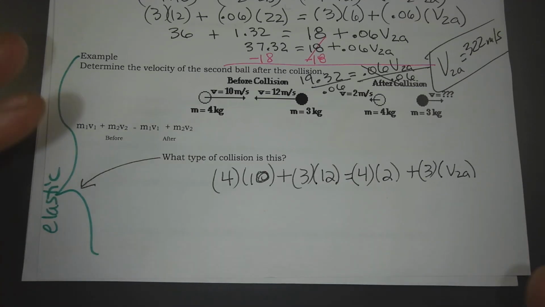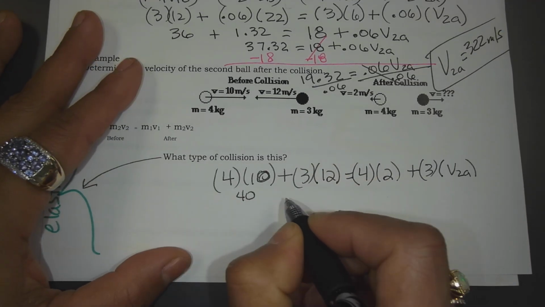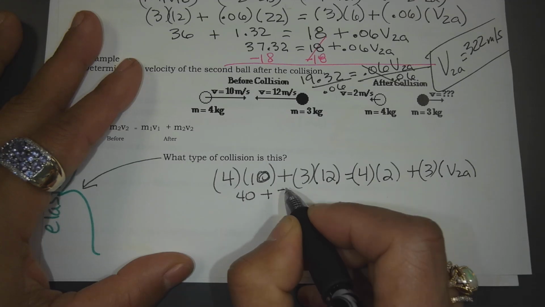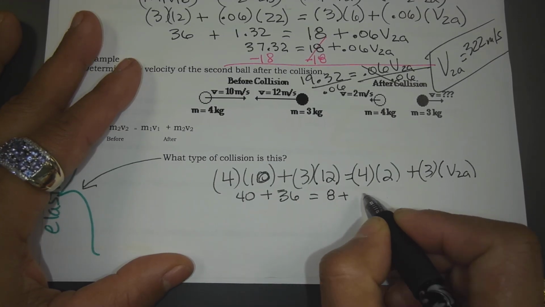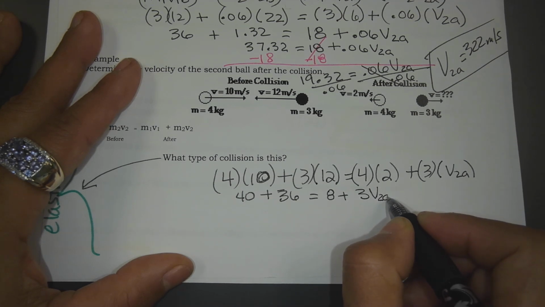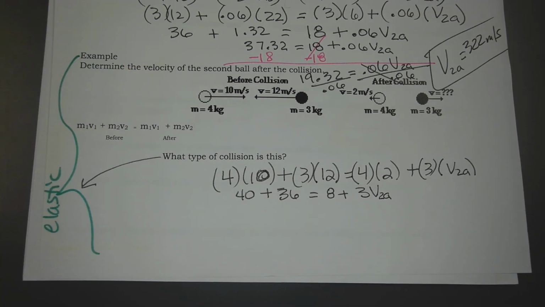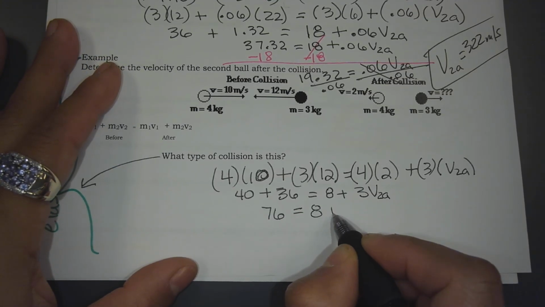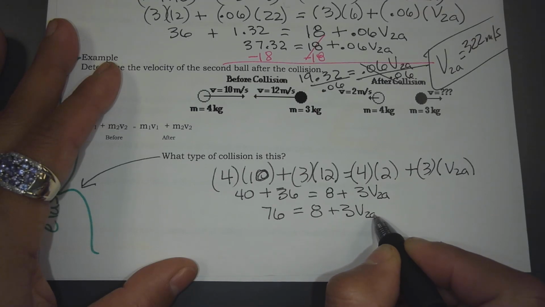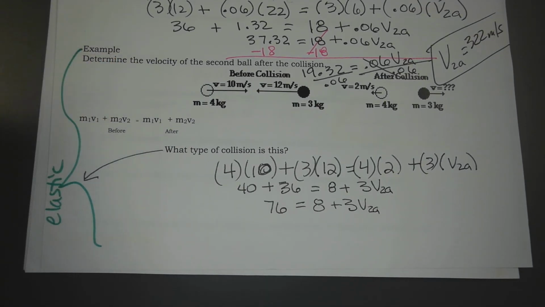Let's go ahead and just do a little simplifying. 40 plus 36 equals 8 plus 3V2A. Hopefully that's what you got. In physics, please excuse my dear Aunt Sally is super important. So let's follow those orders of operations. I'm going to get 76 equals 8 plus 3V2A. Again, just step by step because I don't want to mess something up.